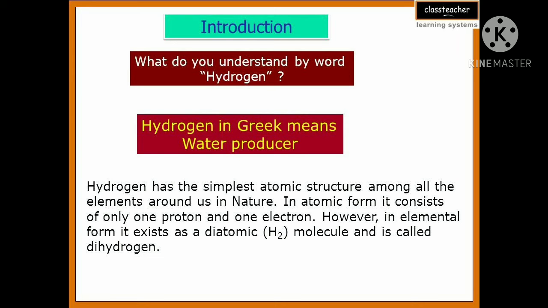Robert Boyle established the elementary character of hydrogen, and Henry Cavendish prepared hydrogen in the pure state, described its properties, and recognized it as an element.